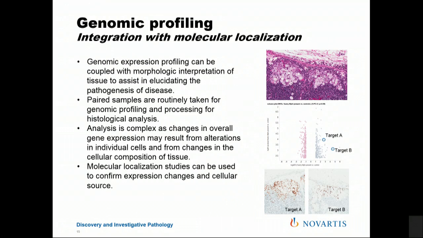In the example on the right, we have accumulation of foamy macrophages within the subcapsular sinus of a lymph node. Gene expression studies indicated several targets that were differentially expressed in the lymph node. We could then go back and localize those targets to show that the targets were expressed in the abnormal cell type.